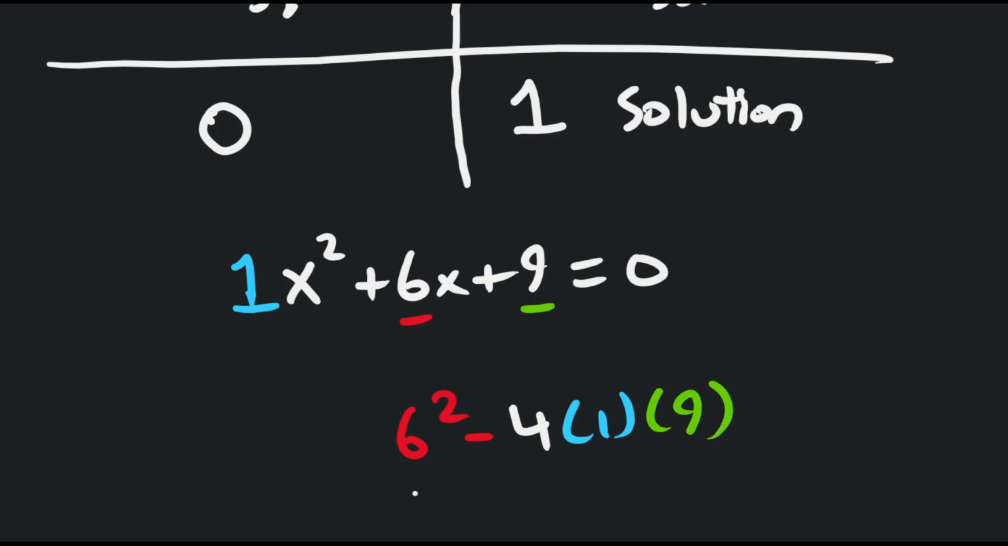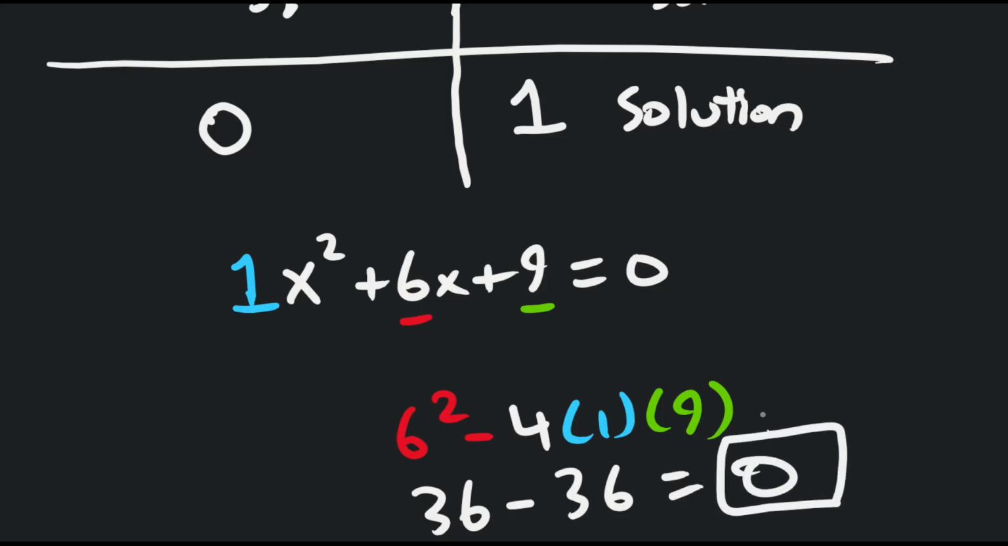What's 6 squared? That's 36. Minus 4 times 9 is 36. Equals 0. So our discriminant is 0. So the discriminant of this quadratic is 0, and that means there's only one solution. There's only one solution to this quadratic, and that solution happens to be -3.